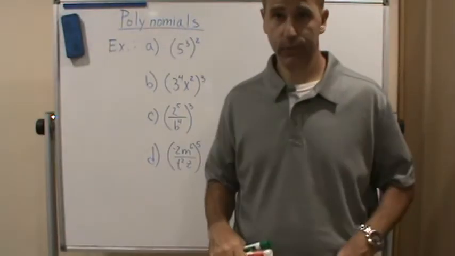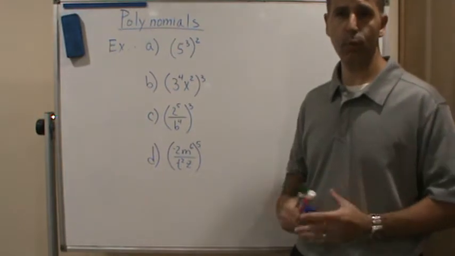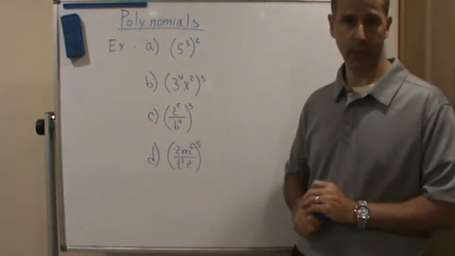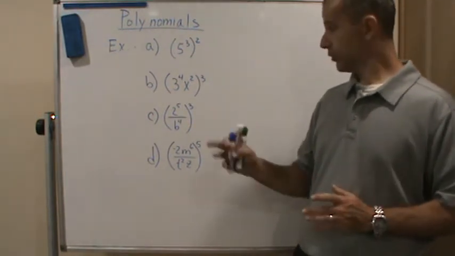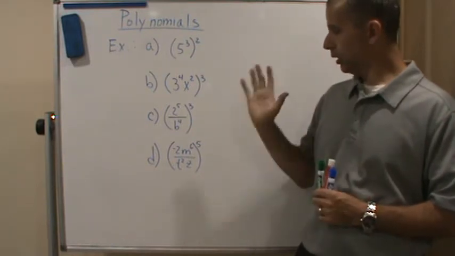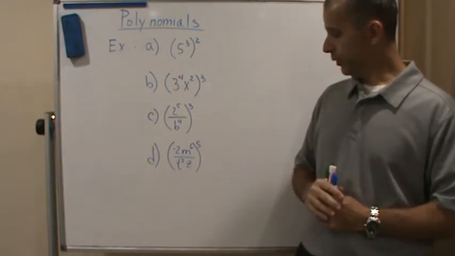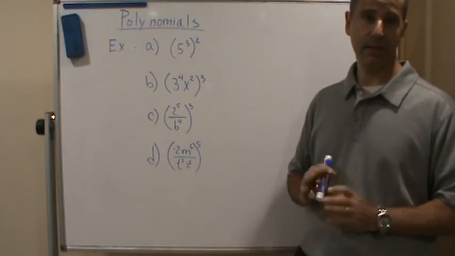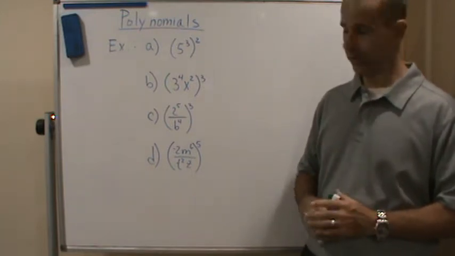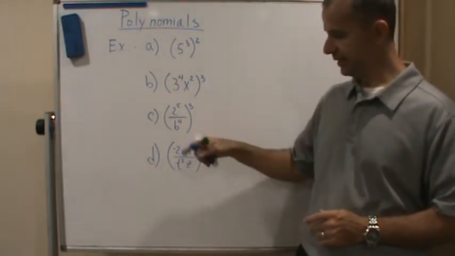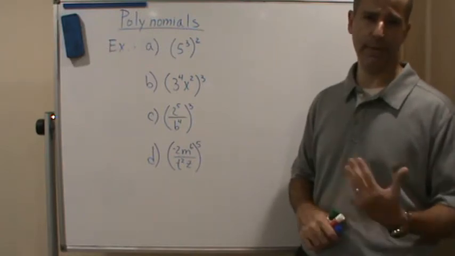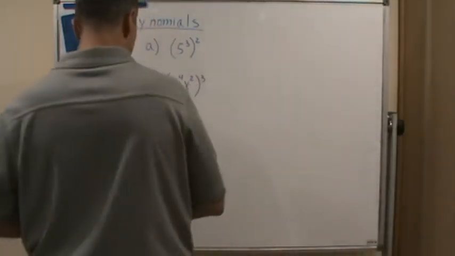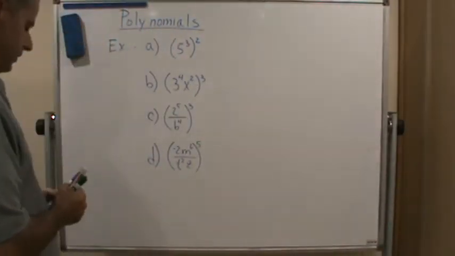Okay, class, so in this example we're going to use more of the rules of exponents. And so we're going to assume that all of the variables here are non-zero real numbers. Okay, so obviously anything in the denominator we're going to assume that they're non-zero. Okay, so now let's simplify these.